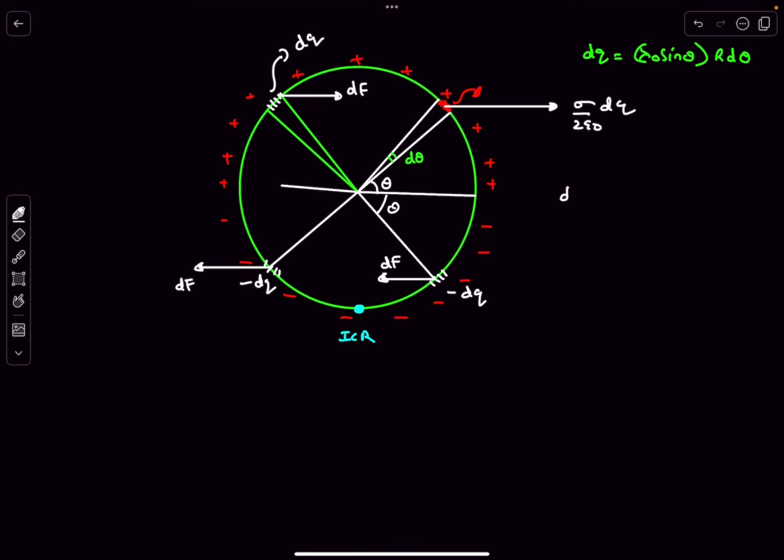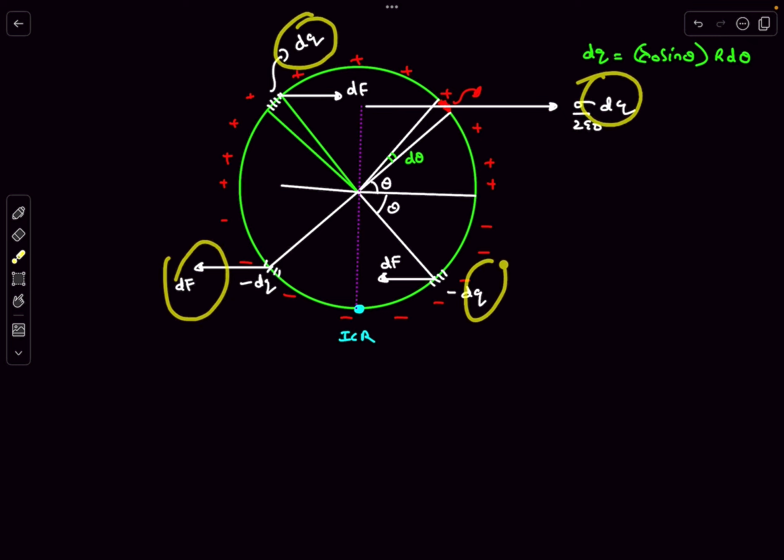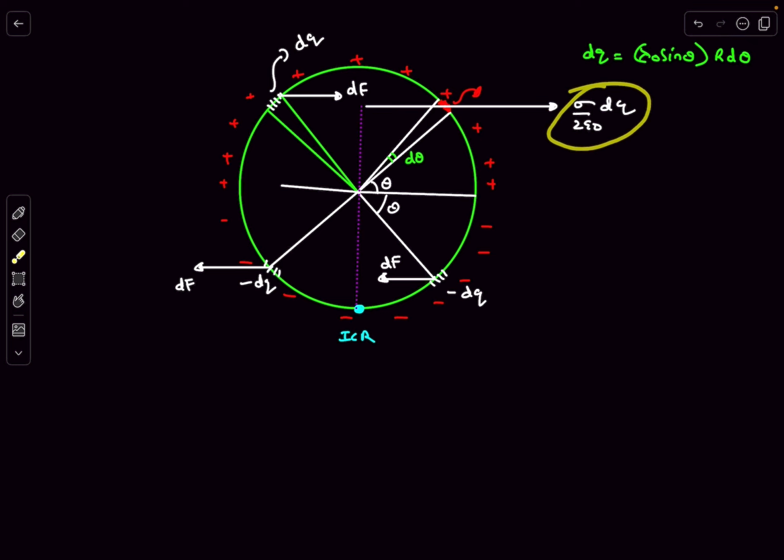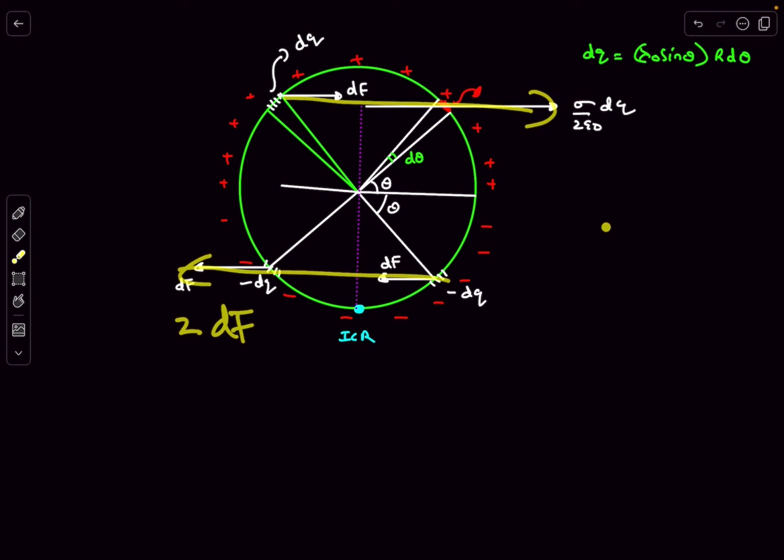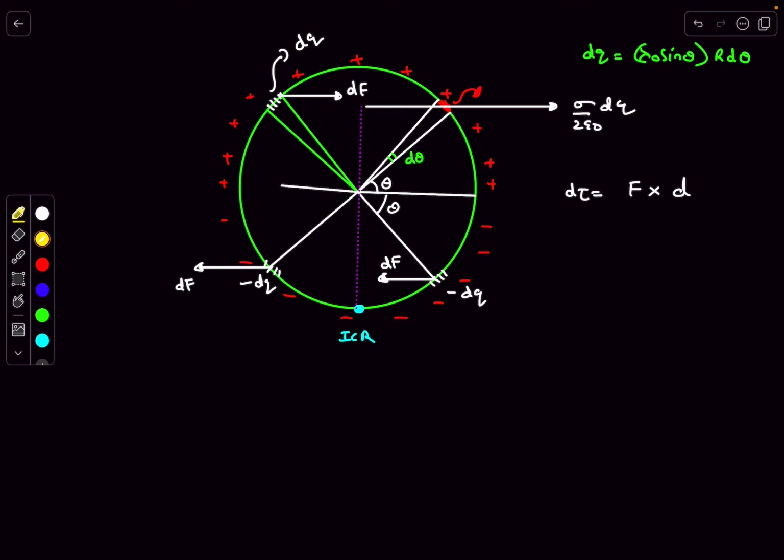Now I'm going to write down the net contribution to torque due to these 4 charges. If you observe, guys, the net force due to these 4 dqs is 0, which basically means this 2df and this 2df form a couple. It forms a couple force. And the torque due to a couple force, I can write as the force multiplied by the distance between them. And this is true about any axis. This is true for all couple forces, and the force is df plus df, which is 2df.